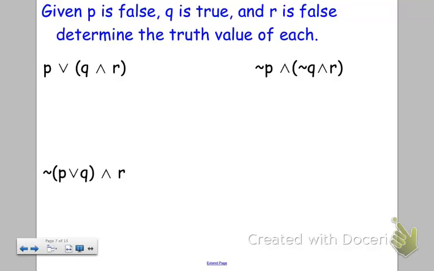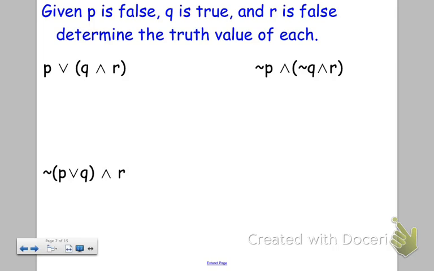All right, let's try a few more. Okay? This time we are told that P is false, Q is true, and R is false. Okay? We don't know what P, Q, and R are, but we know that P is false, Q is true, and R is false. Okay? We want to determine the truth value of each of the following. Okay? The first one tells me P or the quantity Q and R.